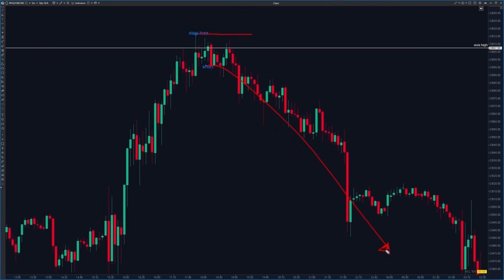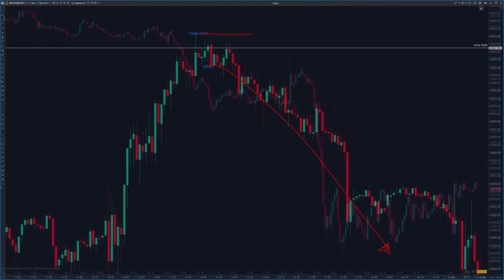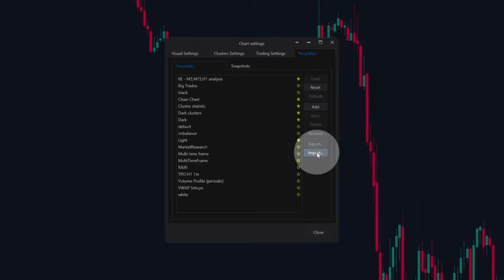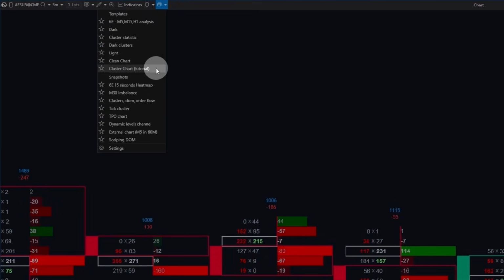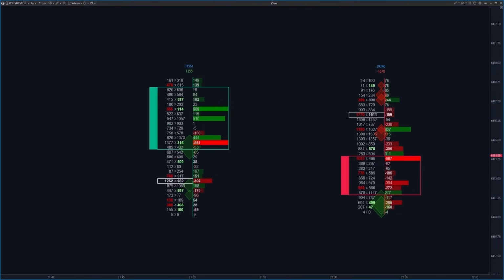The chart template link is in the video description. Go to Templates, click Settings at the bottom, and then Import. Load the ready-made template into ADIS and add it to Favorites. Now you have a footprint chart on your screen.